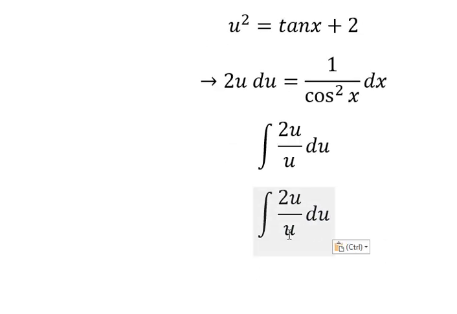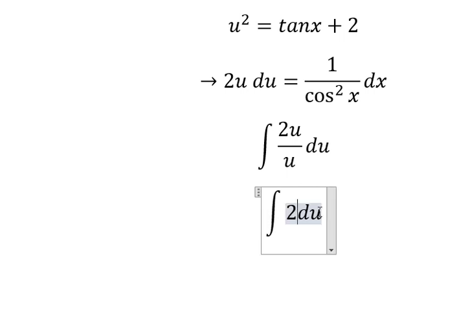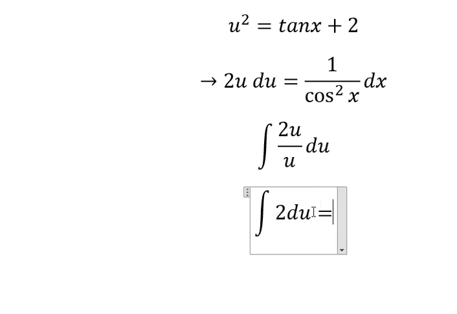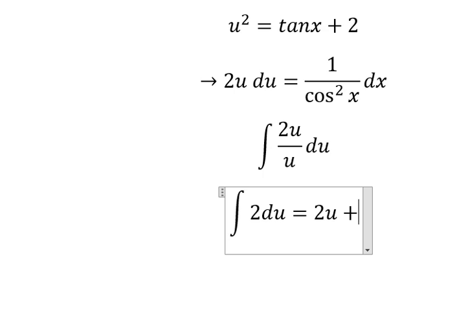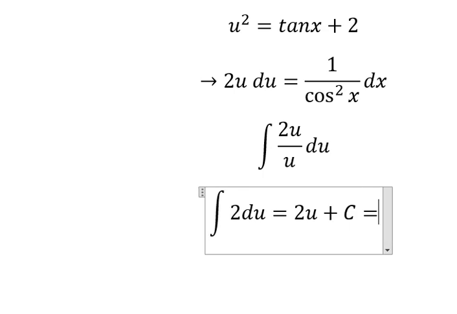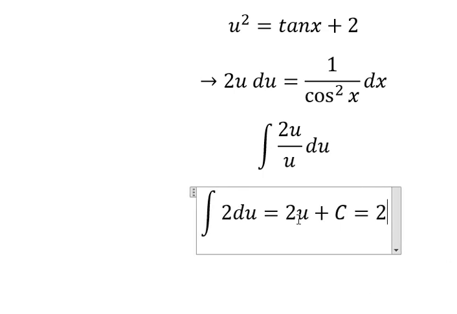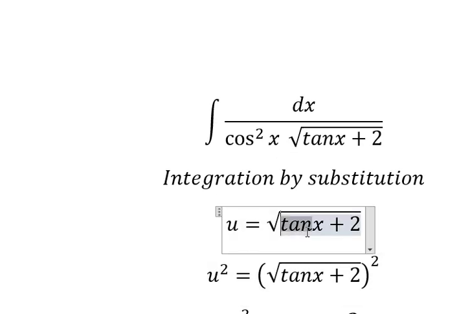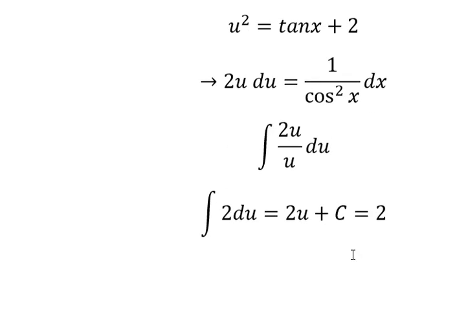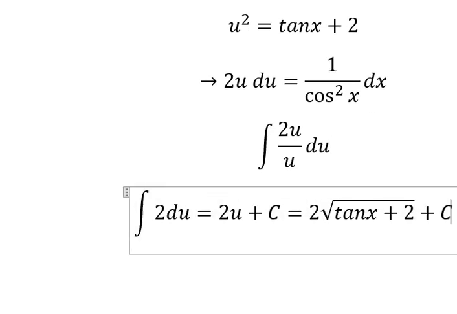So u divided by u, we have number 1. So we have number 2. The integration of this one, we have 2u, and then we put plus C. About u, that is this one. And this is the final answer. This is the end.